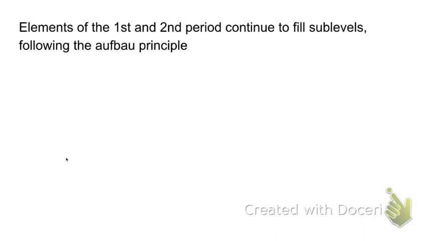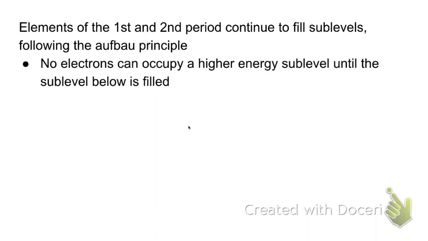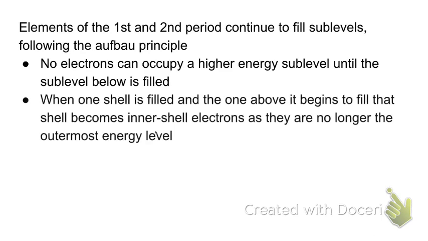Elements of the first and second period, so those first rows on the periodic table, continue to fill sublevels following the Aufbau principle. No electrons can occupy a higher energy sublevel until the lower sublevel is filled. When one shell is filled and the one above it begins to fill, that shell becomes inner electrons as they are no longer the outermost energy level.